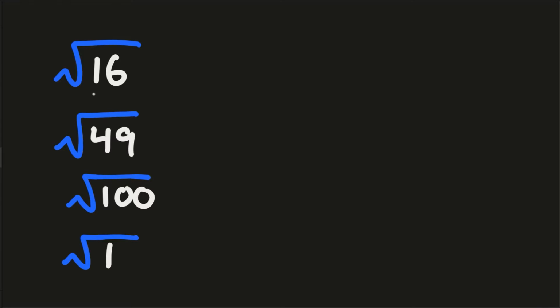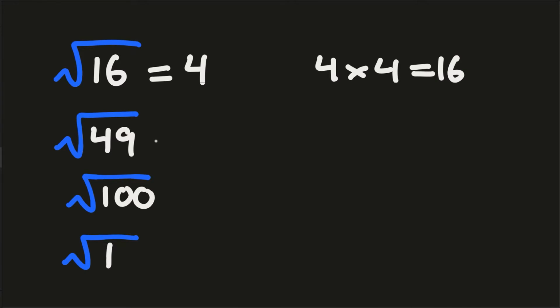We now have a square with an area of 16, and we want to find two numbers that when multiplied by each other give us 16. This number would be 4, because 4 times 4 equals 16. Same concept here. We want two numbers that when multiplied by each other give us 49. This number would be 7, because 7 times 7 equals 49.